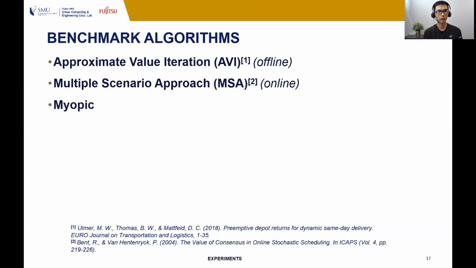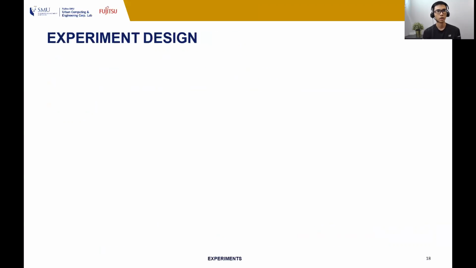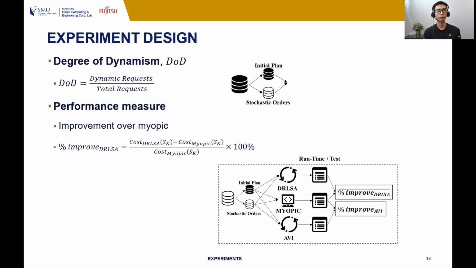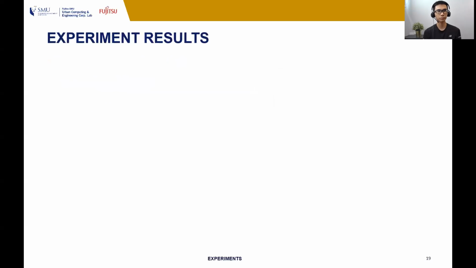First, we benchmark our proposed approach against one offline and one online approach. The offline approach is approximate value iteration, AVI, and the online approach is the multiple scenario approach, MSA, and of course, the myopic approach. In the design of the experiment, we vary the degree of dynamism, which is the proportion of dynamic requests, and the performance measure that we use is improvement over the myopic.